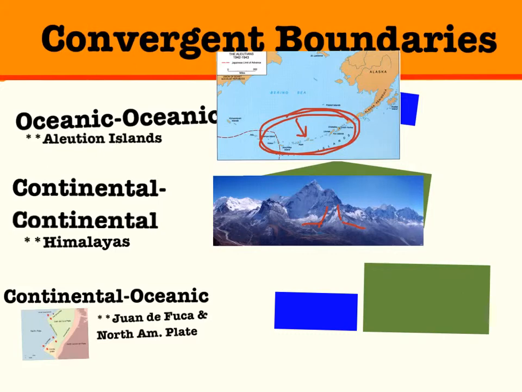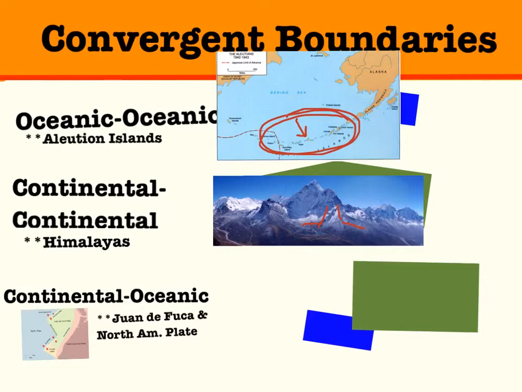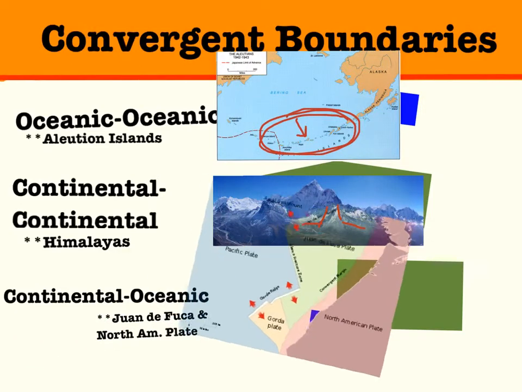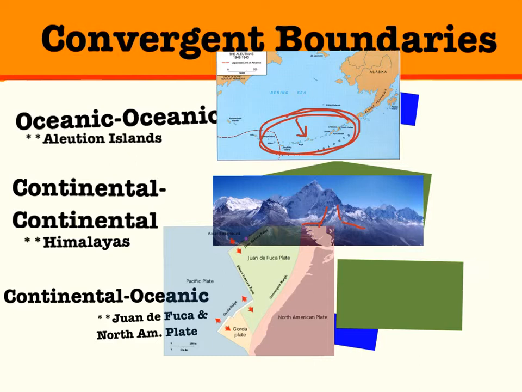In a continental-oceanic collision, subduction happens. As I said earlier when I was explaining subduction, the more dense plate goes beneath the continental plate. At these places, you would see mountains and volcanoes forming. You can see the convergent boundary right here, where the Juan de Fuca plate is colliding with the North American plate.